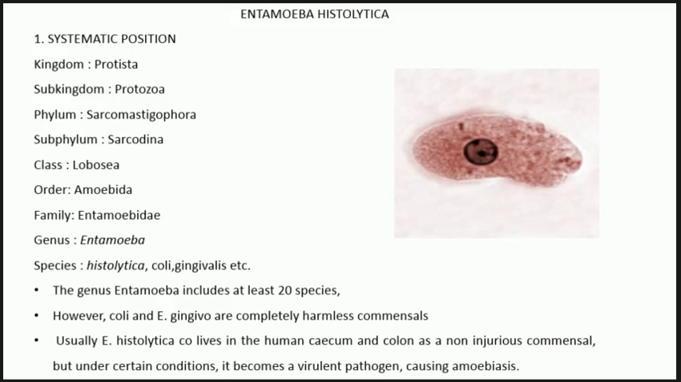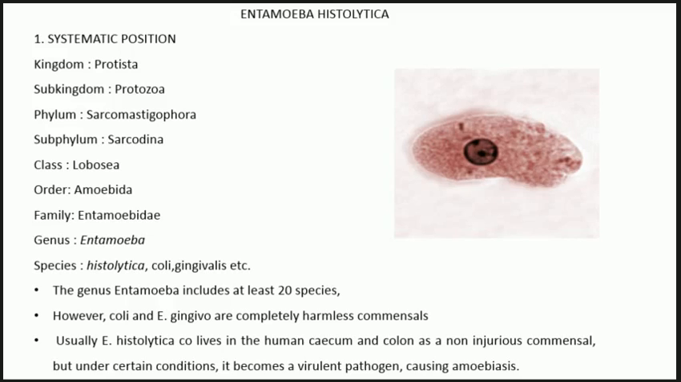So basically they are adapted to life in a host, and without a host they cannot survive. Out of all these three species, Entamoeba coli and Entamoeba gingivalis are completely harmless and common cells. They are present in the body, they remain there and develop, but they are harmless.